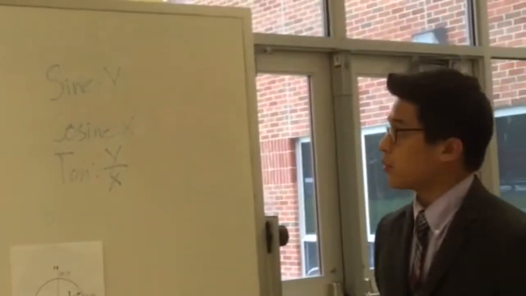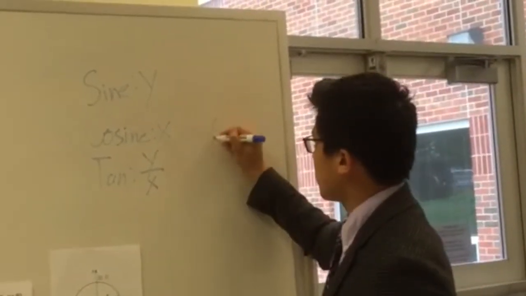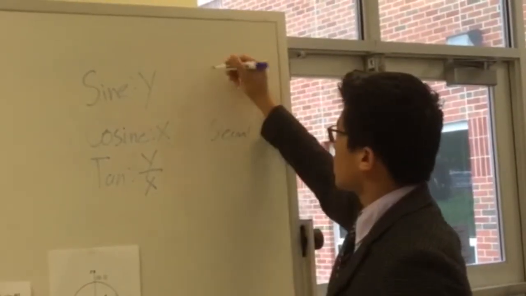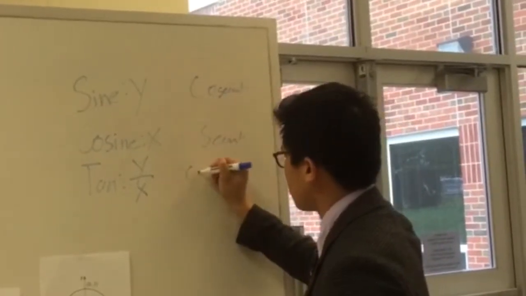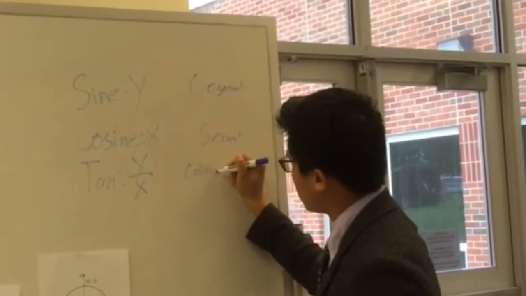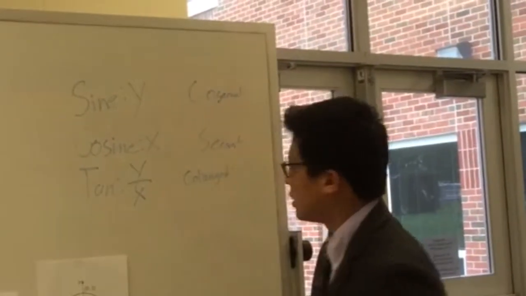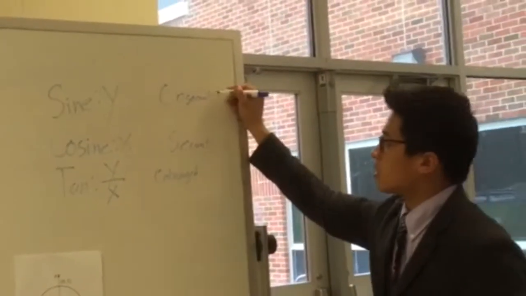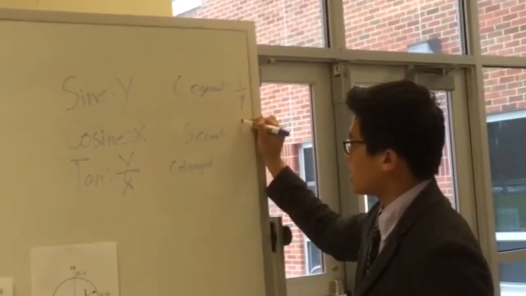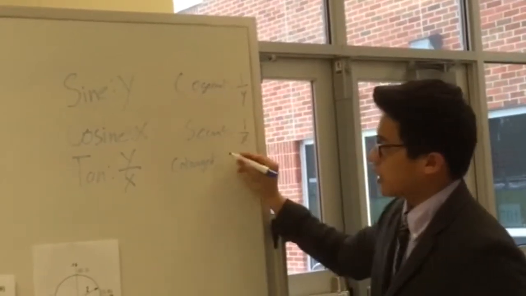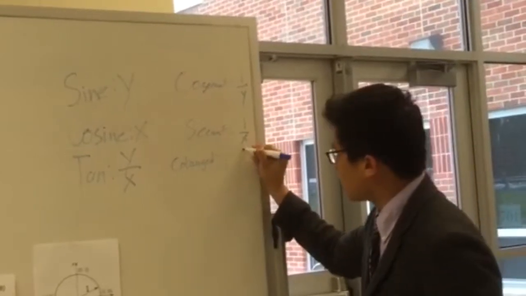Now there are three more called secant, cosecant, and cotangent. And they are the inverse of all of these. So cosecant is 1 over y, secant is 1 over x, and cotangent is x over y.